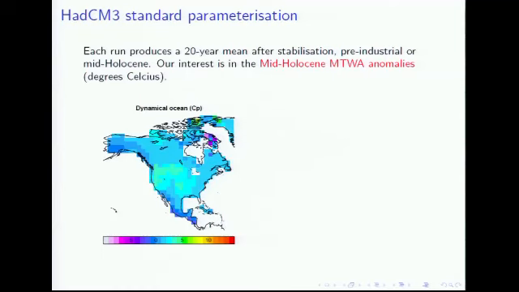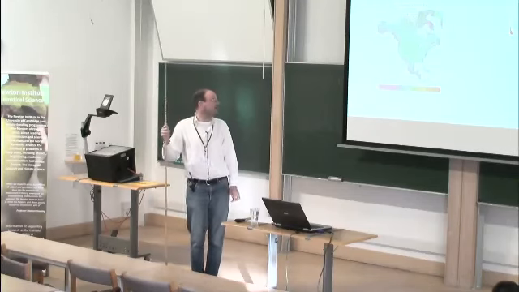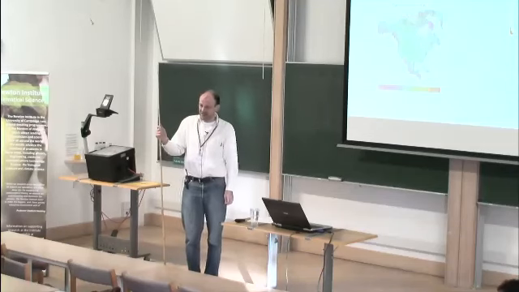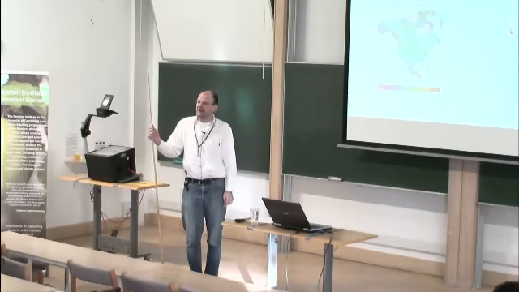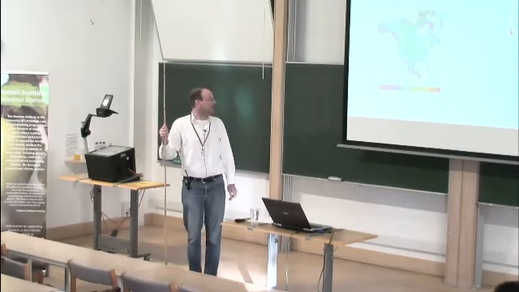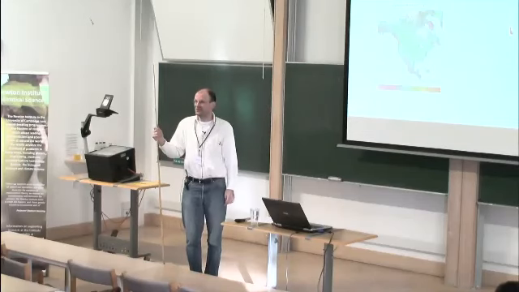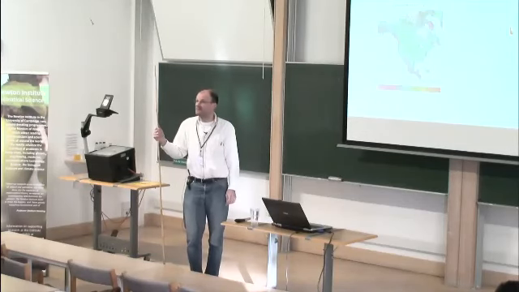So this is an example of what I would term one run in our experiment. Our experiment is designed to look at the difference between last glacial maximum and mid-Holocene climate compared to pre-industrial climate. And this is just a snapshot of one tiny part of the output we get from our experiment. In this particular case, we've taken HadCM3 in its standard parameterization, and then we've integrated it twice, once with pre-industrial boundary conditions and once with mid-Holocene boundary conditions.